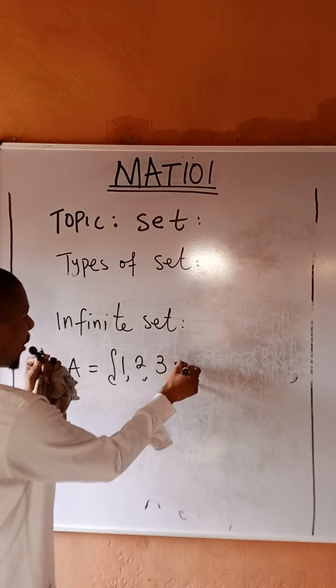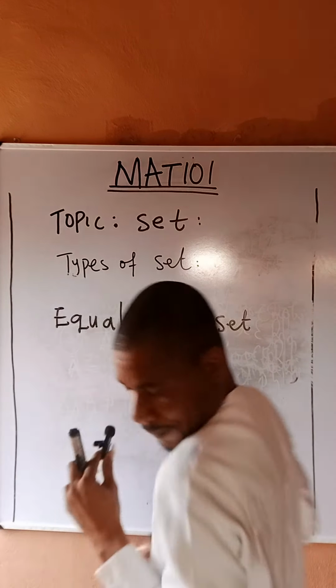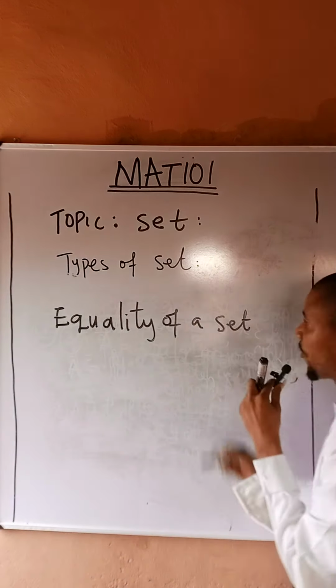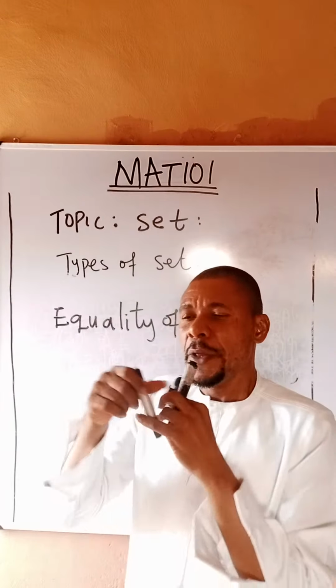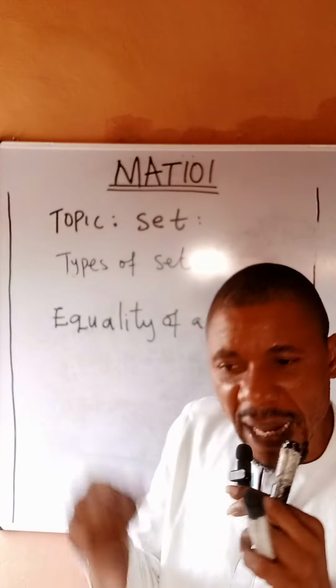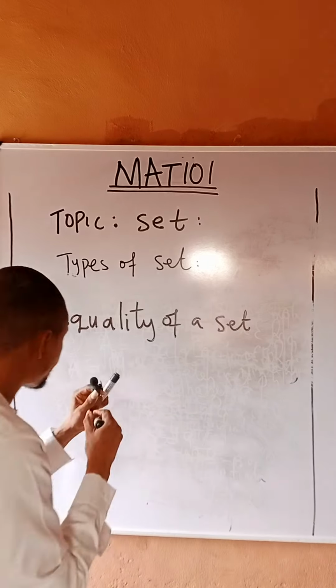This one is very, very important. It's equality of a set. Now, when do we say that two sets are equal? Two sets are equal if every element of one set is also an element of the other set. I say again, two sets are equal if every element of one particular set is also an element of the other set. The order of arrangement here does not matter.